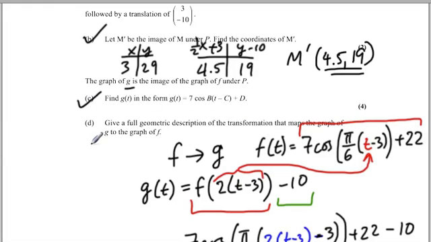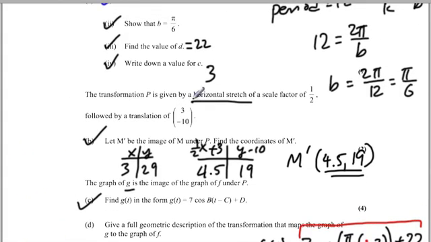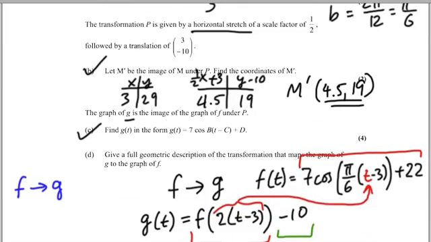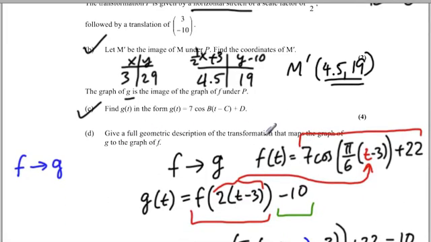Okay, so we're done with C, and now let's do D. Give a full geometric description of the transformation that maps the graph of G to F. This is a very, very tricky question. If we're going from F to G, this is exactly the transformation that we did right here. We stretched everything by half and then did a translation of 3 to negative 10. But what is this question asking for? This is saying, give the transformation that maps the graph of G to F. So in other words, it's asking us for the backward transformation.